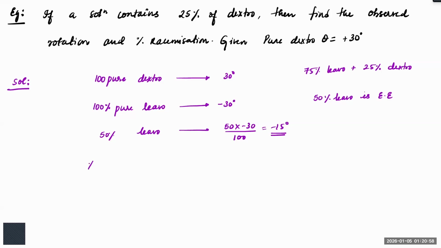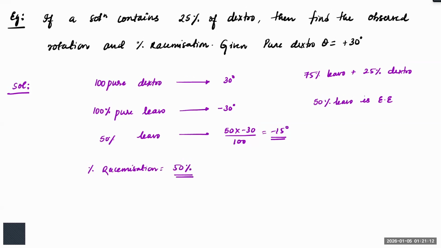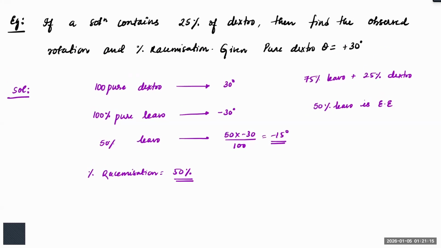And how much is the percentage racemization? We just learned that percentage racemization is 50% because the other 50% is enantiomeric excess. Clear, everyone? So I hope you know how to solve these kinds of questions. Done? Right.